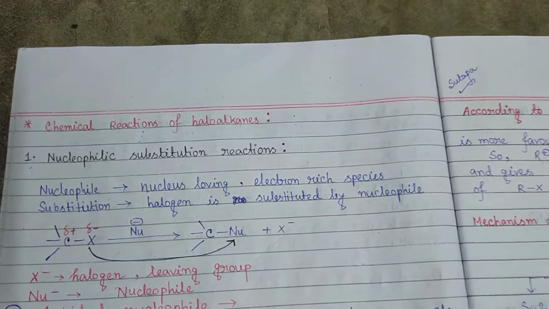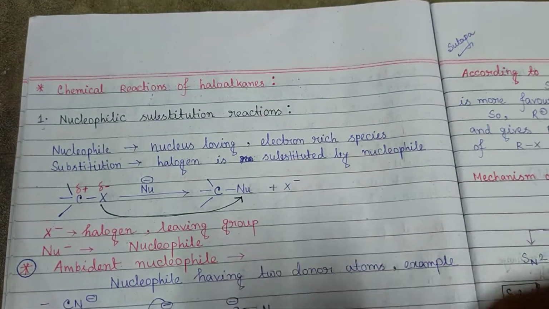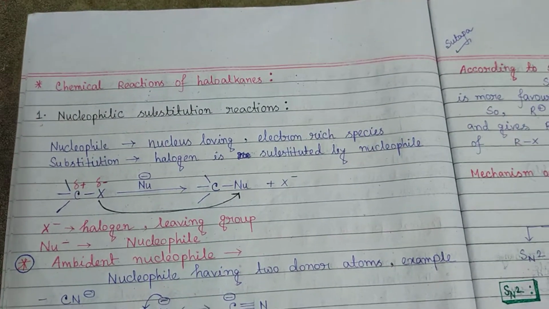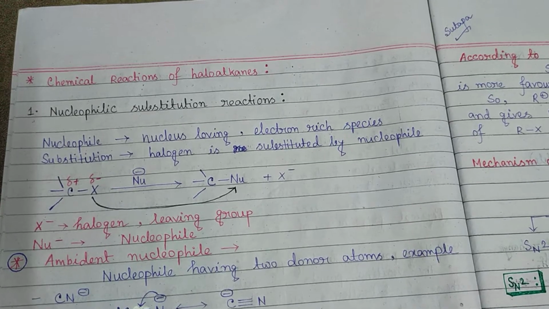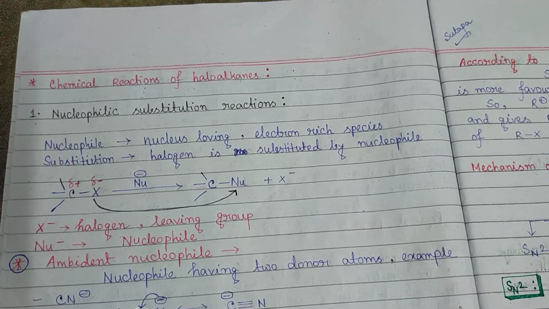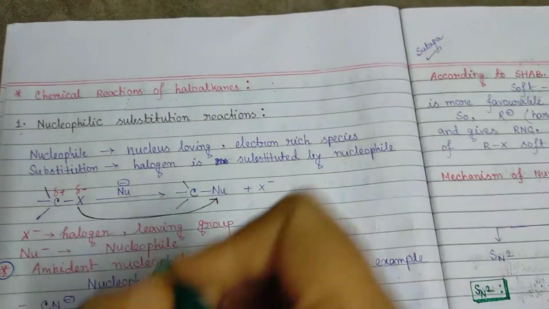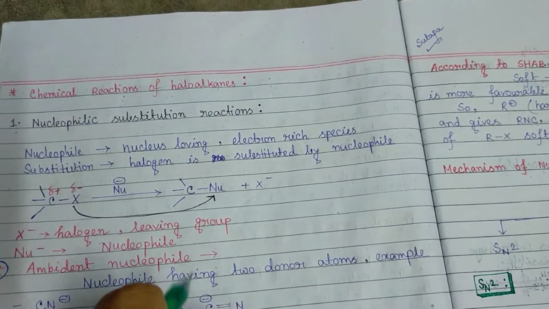This is the video regarding the chapter haloalkanes and haloarenes, class 12. In this video, we are going to explain the chemical reactions of haloalkanes. Generally, there are three types of reactions of haloalkanes and haloarenes.